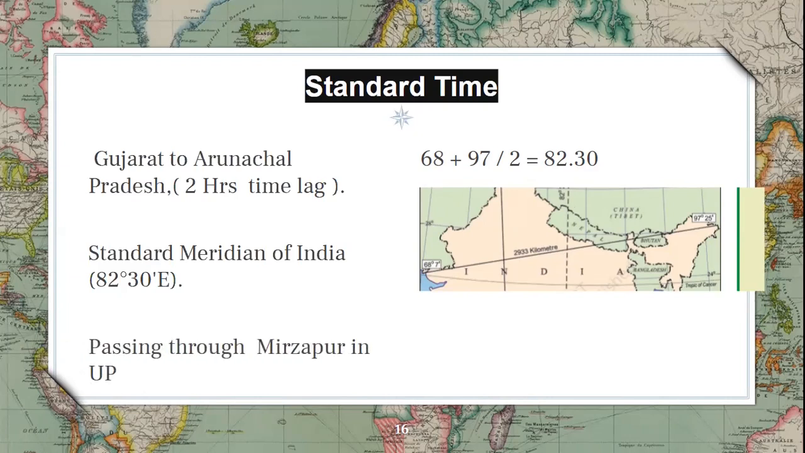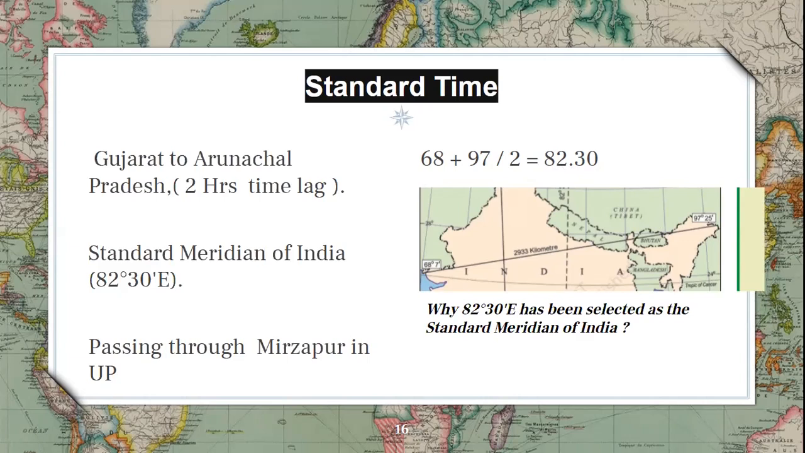That is the standard meridian of India, which is passing through Mirzapur in Uttar Pradesh. So you will be having a question, why 82.3 degree east has been considered as the standard meridian of India. So this is the answer. We need to talk about the 68.7 degree extent in the west side and 97.25 degree in the east side. So the center part is coming 82.30 degree east.